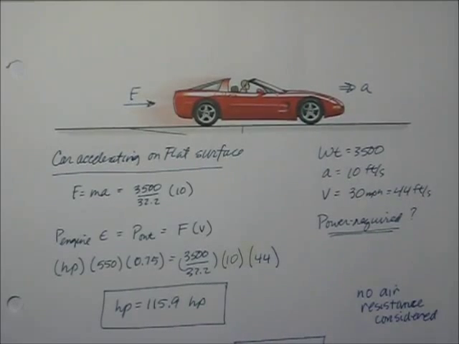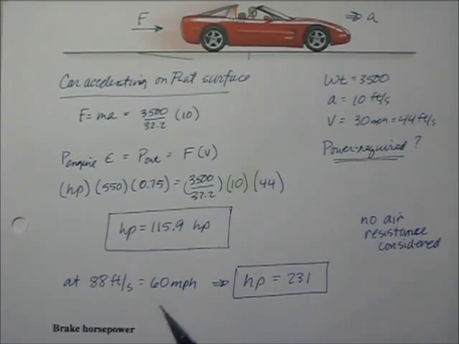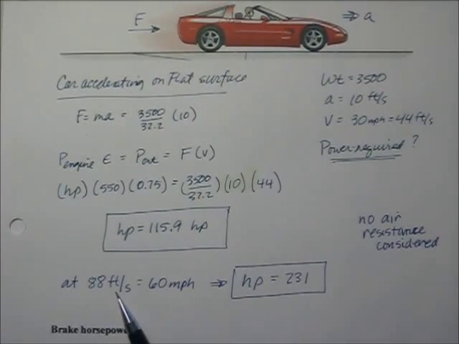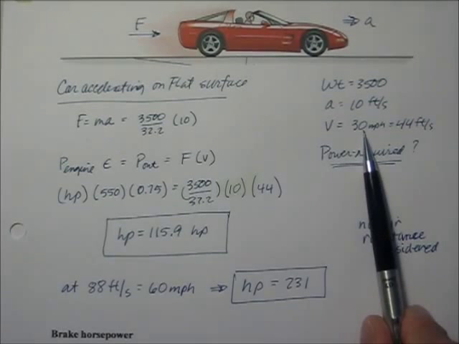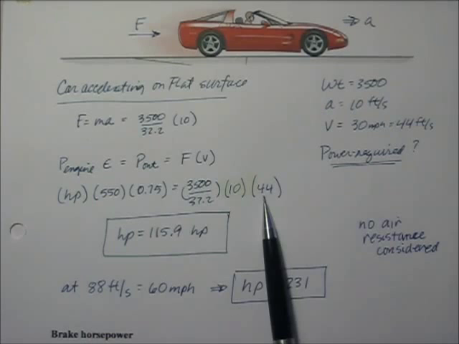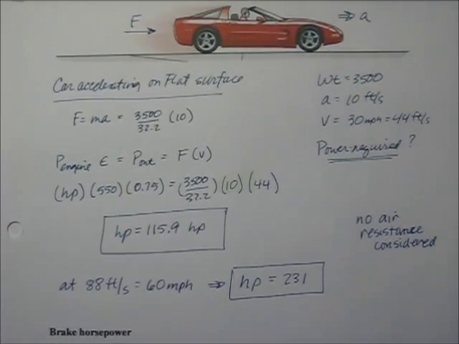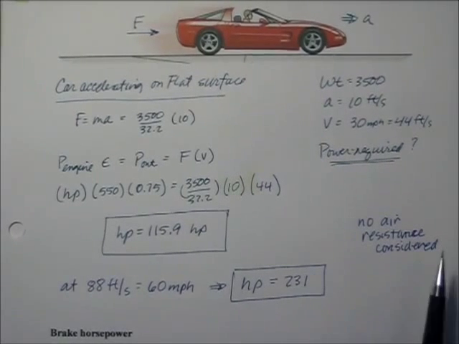If I were to try to accelerate at the same acceleration at a different constant speed. So here I was doing it at 30 miles per hour, but if I do it at 60 miles per hour, I have to put 88 feet per second in there and it basically doubles the horsepower, which again linearly scales as we might expect. Now in these two examples that I just did, the previous page and this one, I wasn't considering air resistance. However, if air resistance is considered, it does make it more complicated.